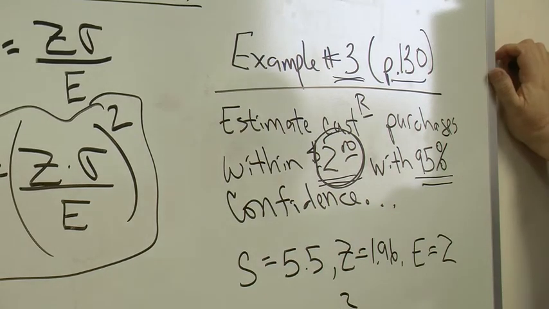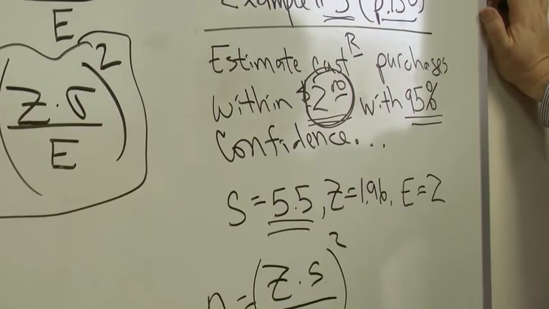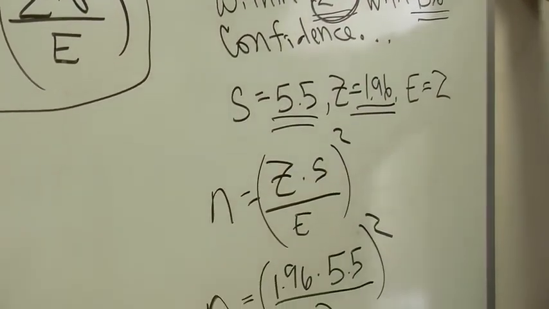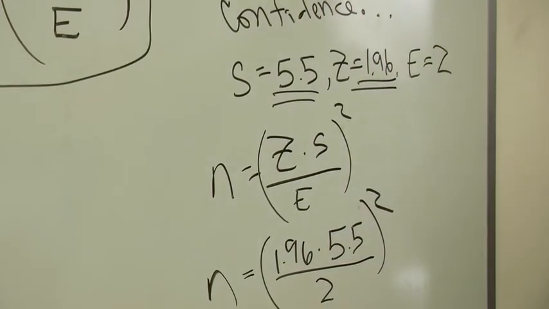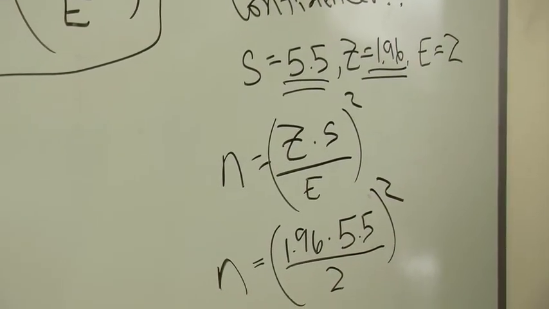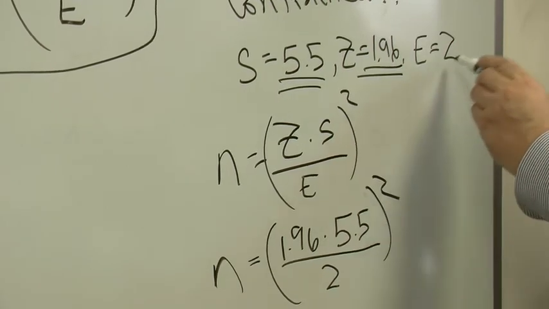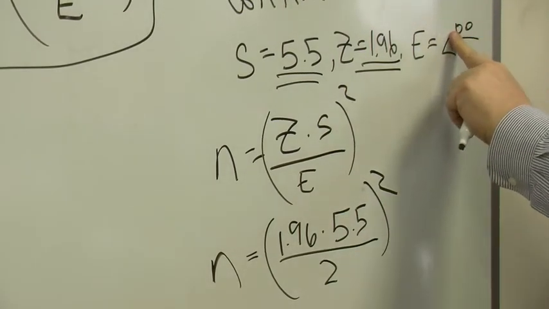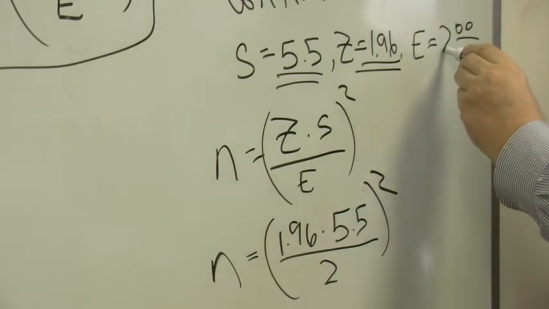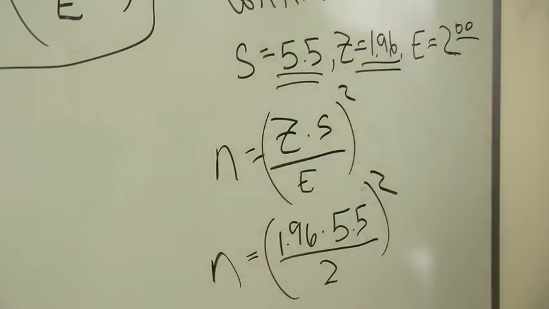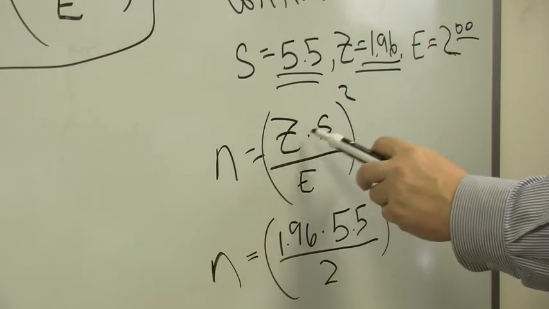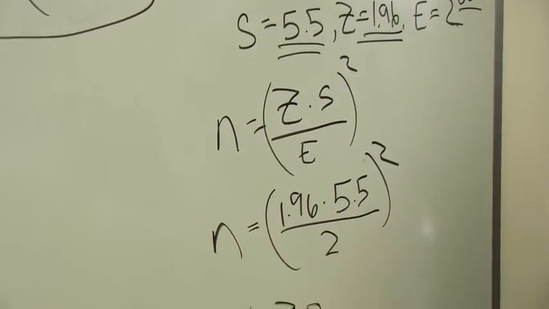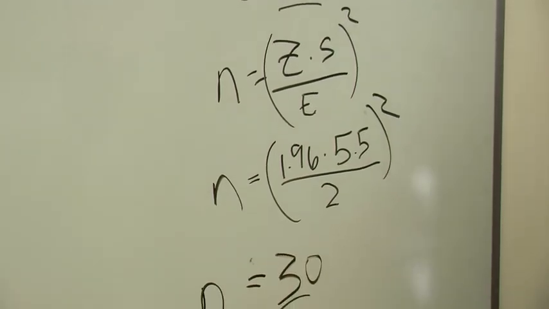So we set our model up. S is equal to 5.5. That's given to us. Z is equal to 1.96. We know now that that's the Z value that's necessary for a 95% confidence interval. And E, I should make this $2 here. That almost looks like a Z. Let me erase this once. And our error term is going to be $2. So n equals Z times S divided by E, quantity squared. And you work through the arithmetic here and you see that we need a sample size of 30.